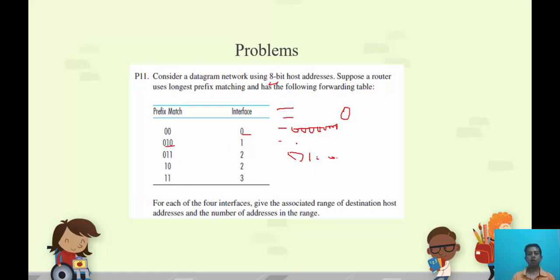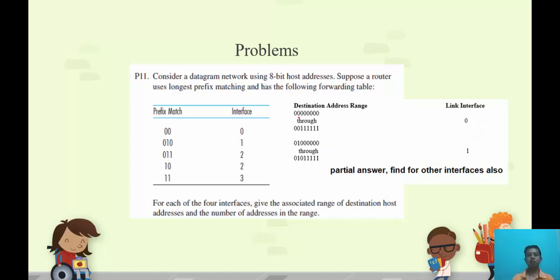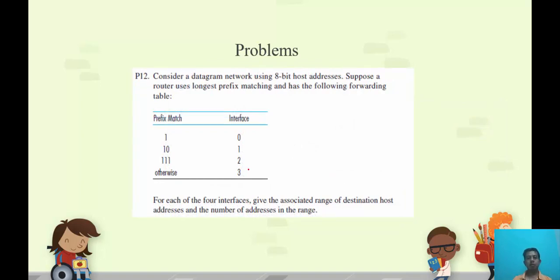From here interface 1 starts. So from the starting to the address just before this, this range would be for interface 0. Again, starting from this up to the address that ends before this, this would be interface 1. So this is a partial solution. Starting from 8 zeros to 00111111, this is interface 0. Exactly after this address starts 010 and so on, total 8 digits. So from here to the address before this, this is for interface 1. Going in the same manner, you should find the address range for each of these link interfaces. This is one problem from your textbook.